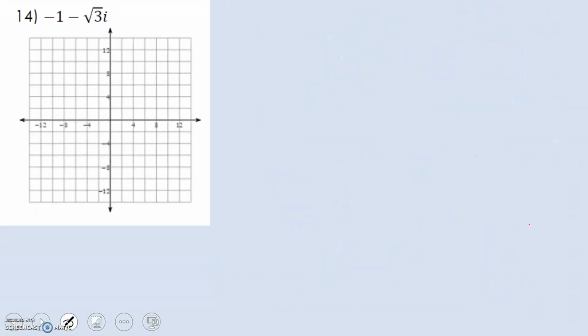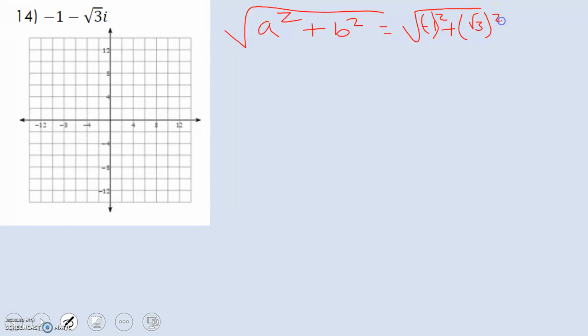Number 14, same steps. First we need to find the value of r. The value of r can be found by the equation square root of a squared plus b squared, which is going to equal the square root of negative 1 squared plus root 3 squared, which gives us root 4, which is equal to 2. So the value of r equals 2.